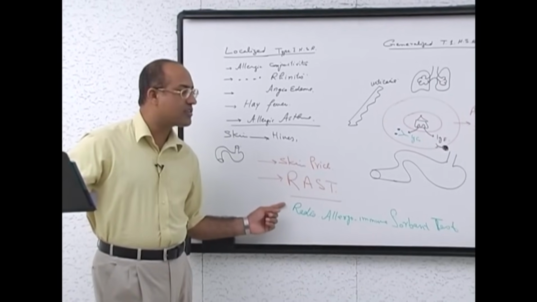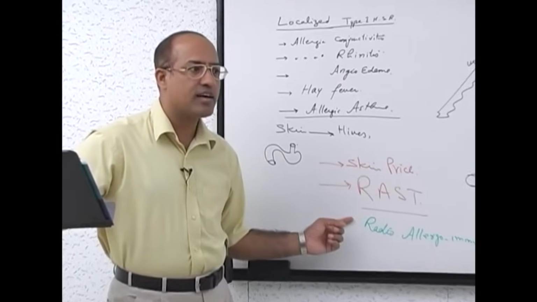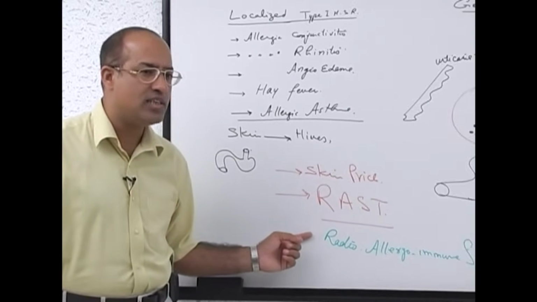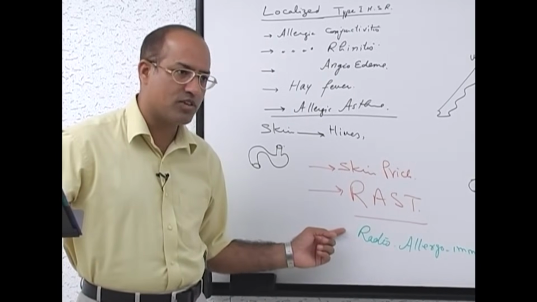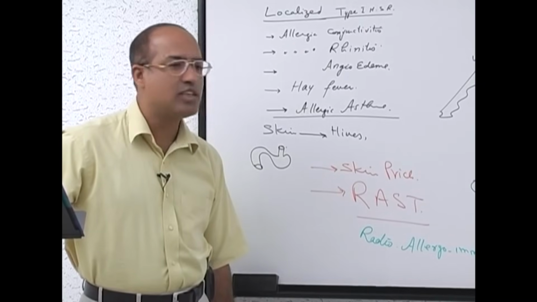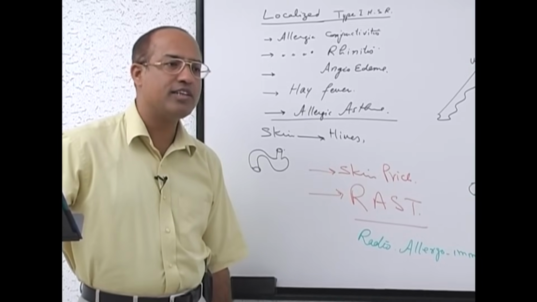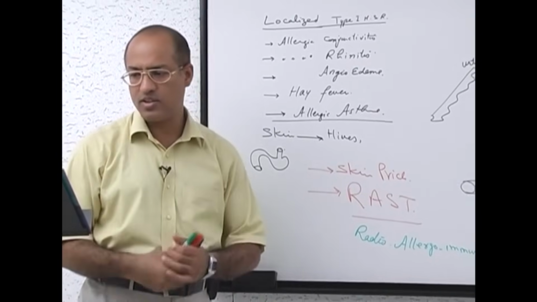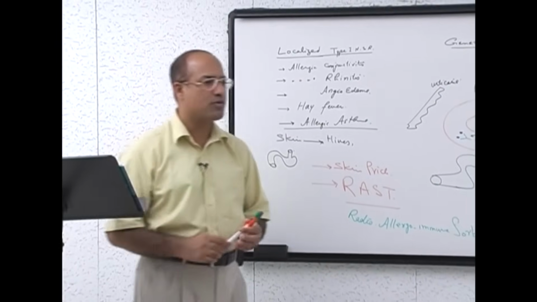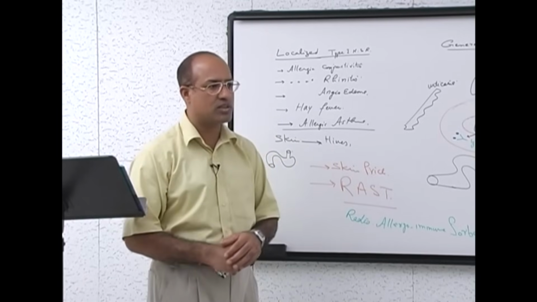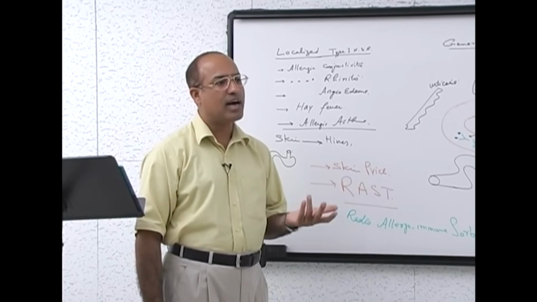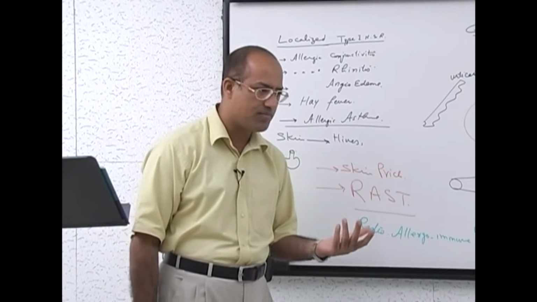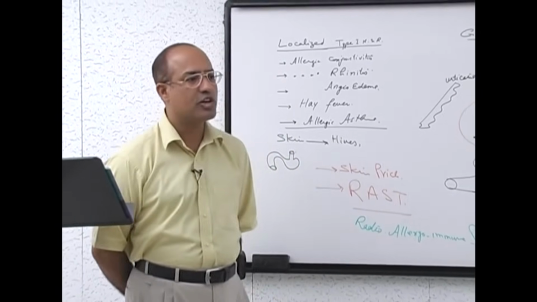I'll only mention that the RAST test is used to detect specific IgE against a particular allergen. For example, if you want to see whether you have anti-pollen IgE or not, or whether you have IgE against a particular drug or not, the test which is done is the RAST test, right? Another simple test which is non-specific is, of course, that most of the patients who have type 1 hypersensitivity reactions have a higher level of IgE in the blood, and a higher number of eosinophils in the blood.